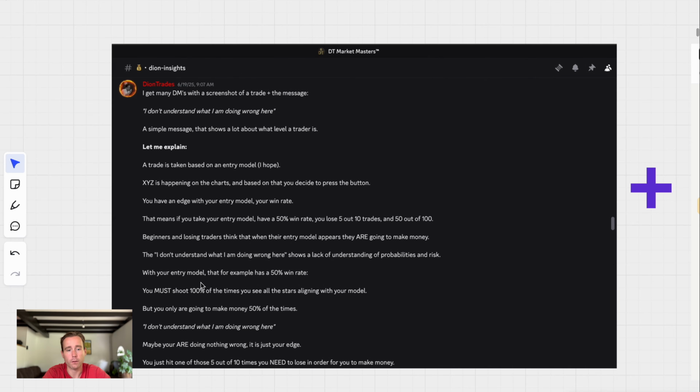With your entry model, for example, that has a 50% win rate, you must shoot 100% of the times when you see your entry model appearing, when all the stars are aligning with your model. But even then, only 50% of the times you're gonna make money. So the "I don't understand what I'm doing wrong here," maybe rephrase this. Maybe you are doing nothing wrong here. That's just your edge. You just hit one of those 5 out of 10 times you need to lose in order for you to make money.